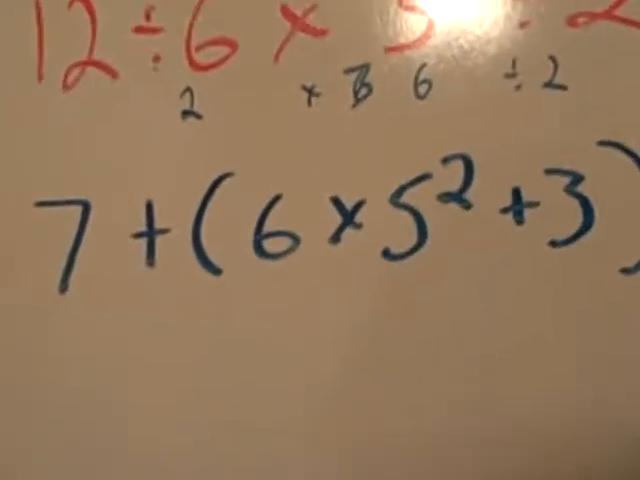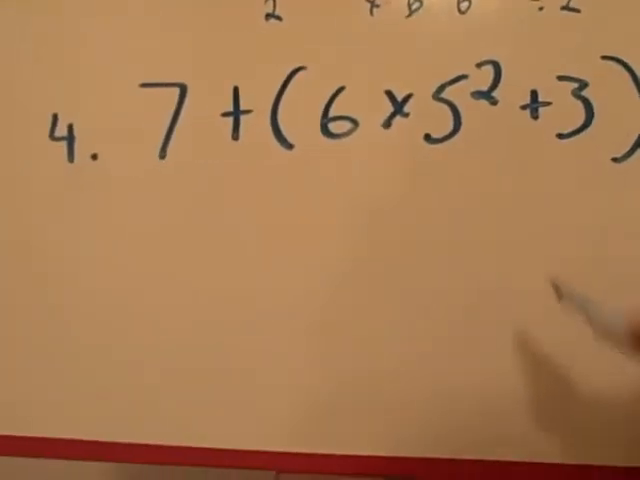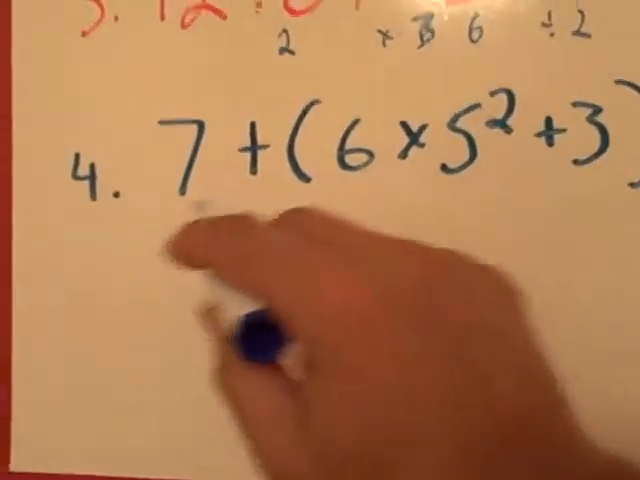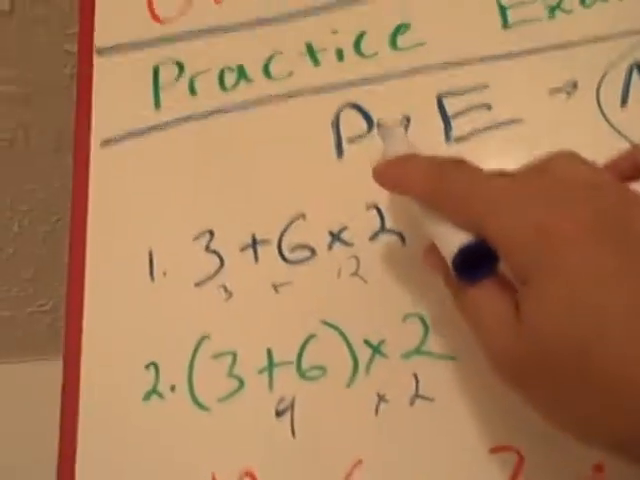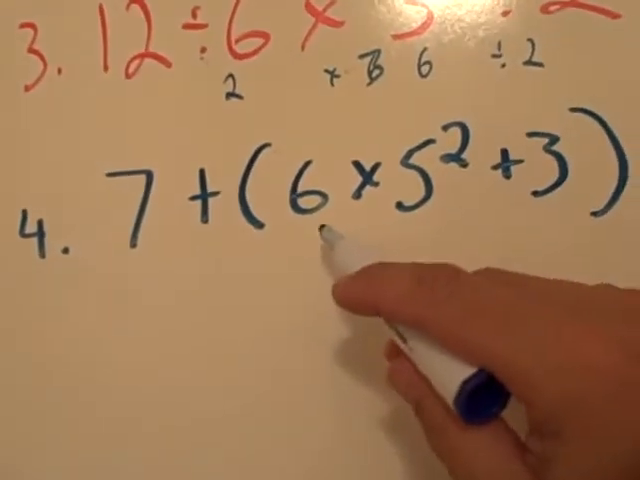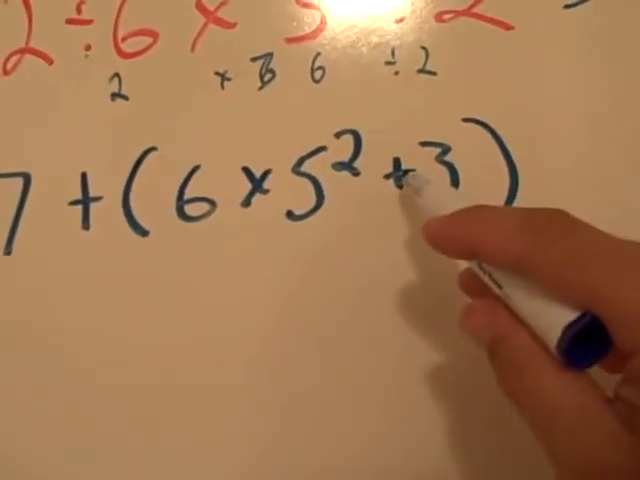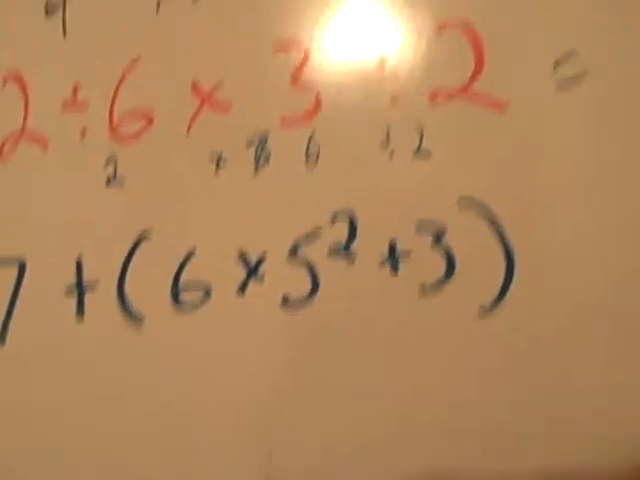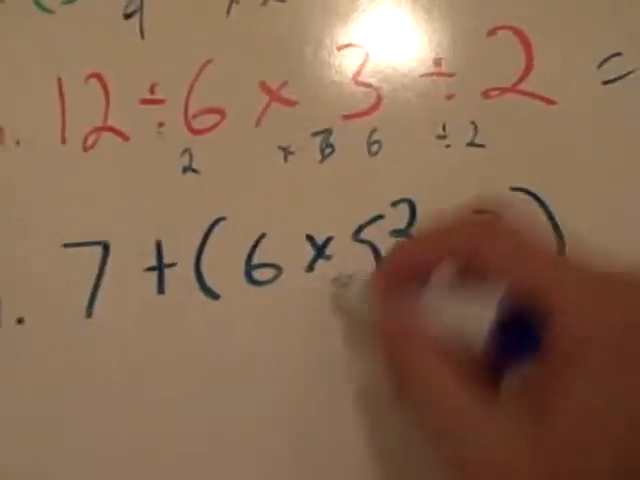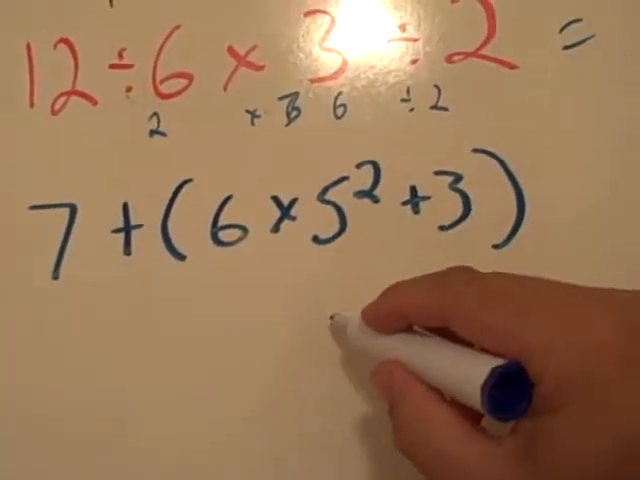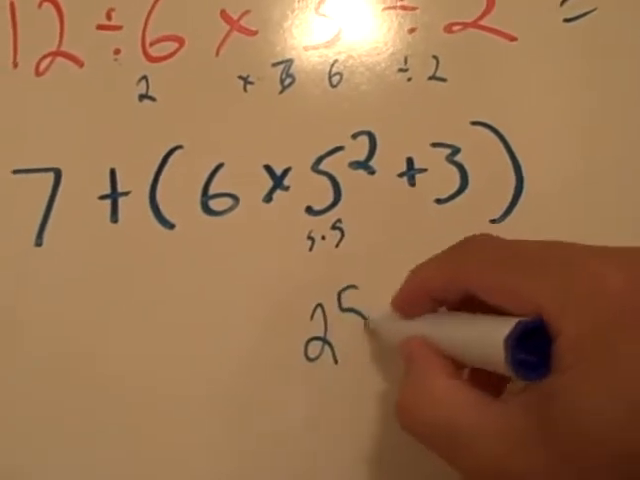All right, here's a bigger one. Sometimes we have to work downwards with problems because we need more room. So we have 7 plus. Well, I can't do anything because I have parentheses first. So let's work in the parentheses. I have a multiplication, I have an exponent, and I have an addition problem. What am I supposed to do before anything else? That's right, exponent first. So we do this, 5 squared, that's 5 times 5 is 25.